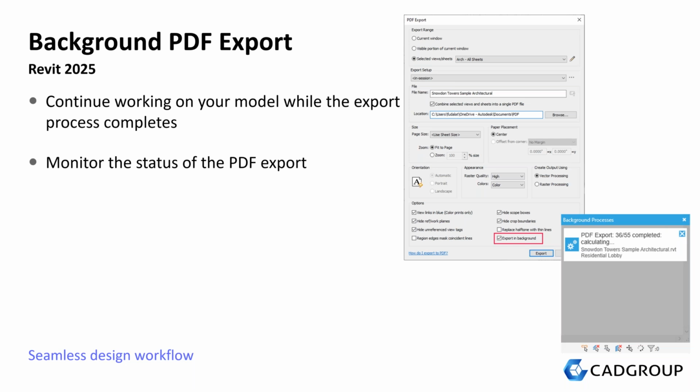So what is background PDF export? This feature doesn't work with third-party PDF printers; it specifically uses the Revit PDF exporter. Revit has an inbuilt PDF exporter. But the downside is you need to have the native PDF exporter installed.